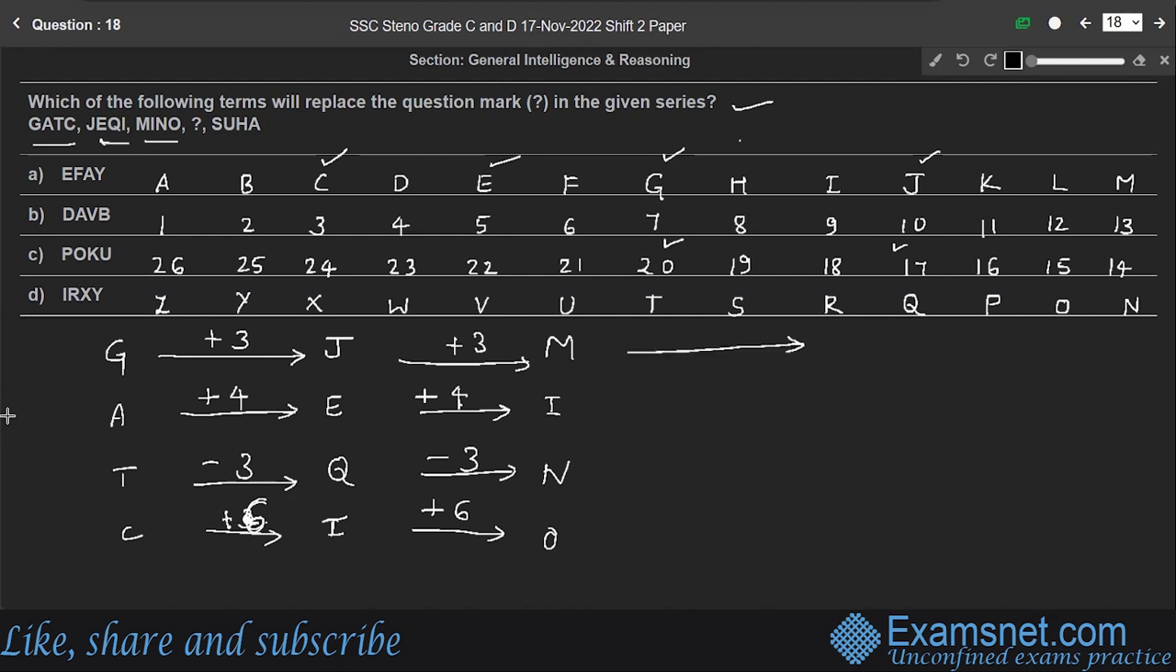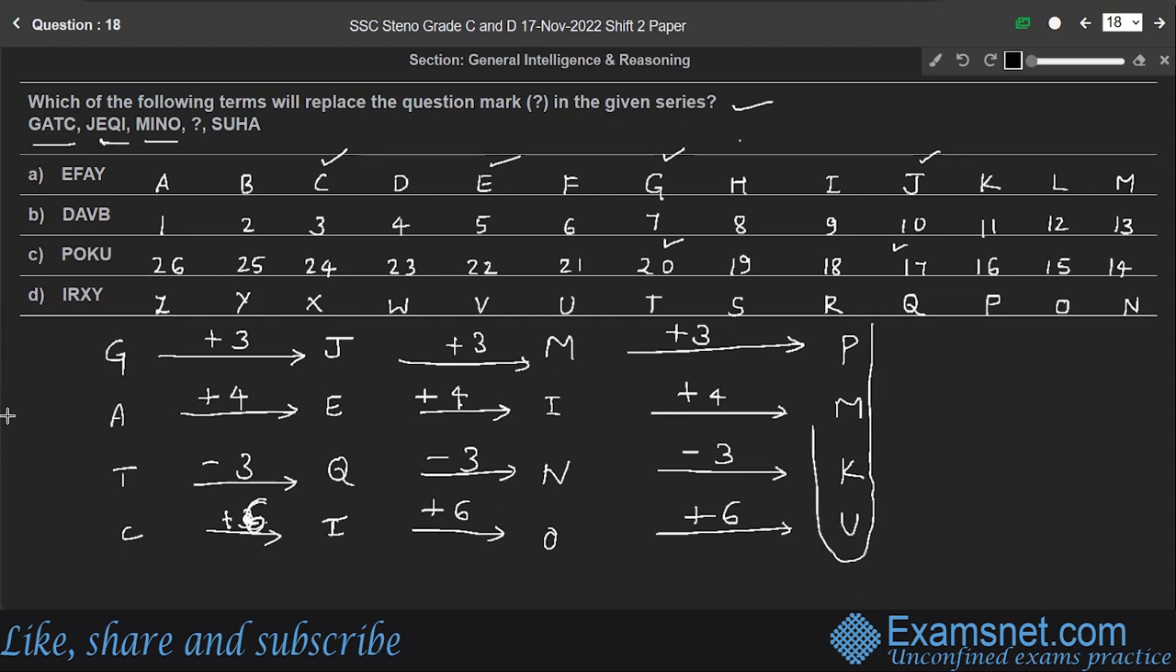To find the fourth cluster, add 3 to the first letter, which is M. M is 13 plus 3 is 16, which is P. Second letter plus 4, I is 9 plus 4 is 13, which is M. Third letter minus 3, N is 14 minus 3 is 11, which is K. And fourth letter plus 6, not minus, plus 6. O is 15 plus 6 is 21, which is U. Therefore, the fourth cluster is PMKU.